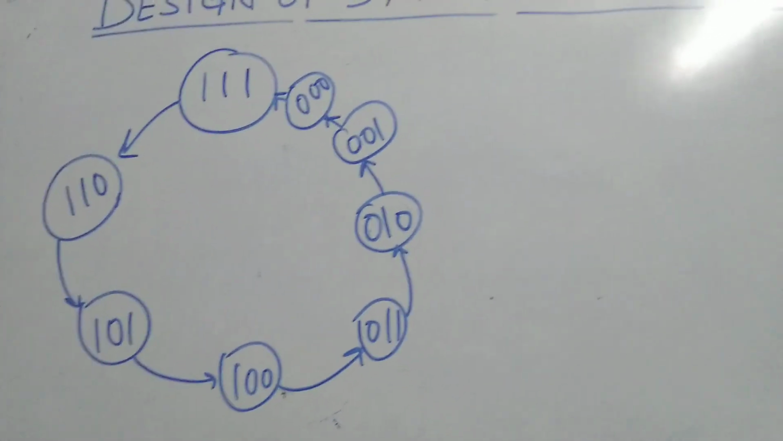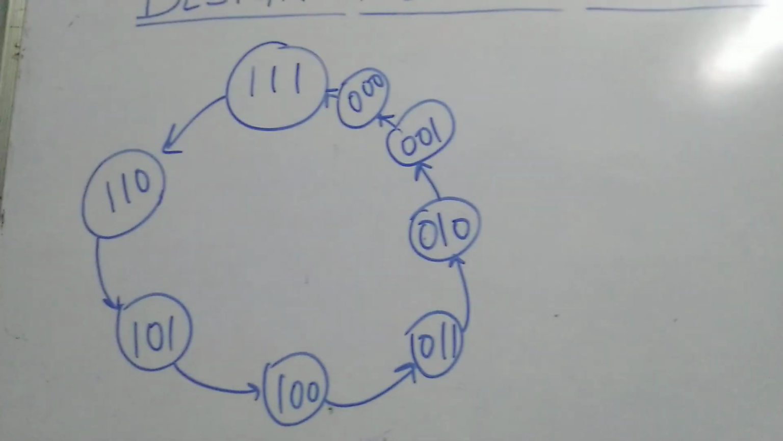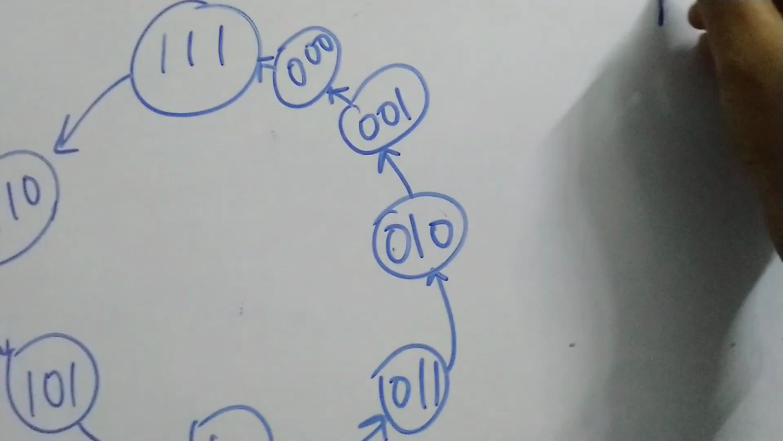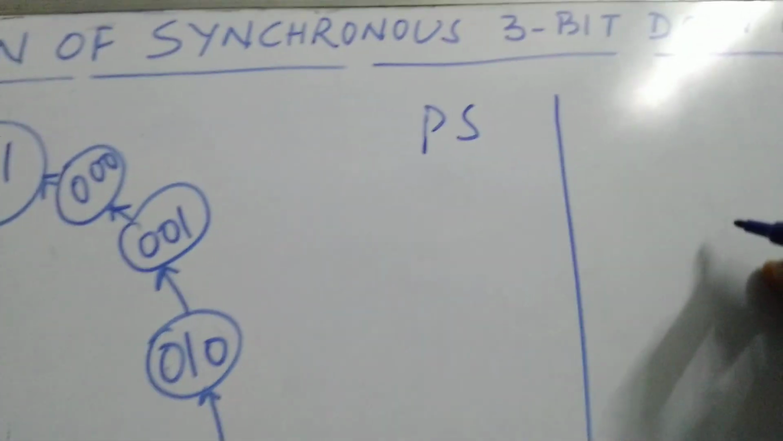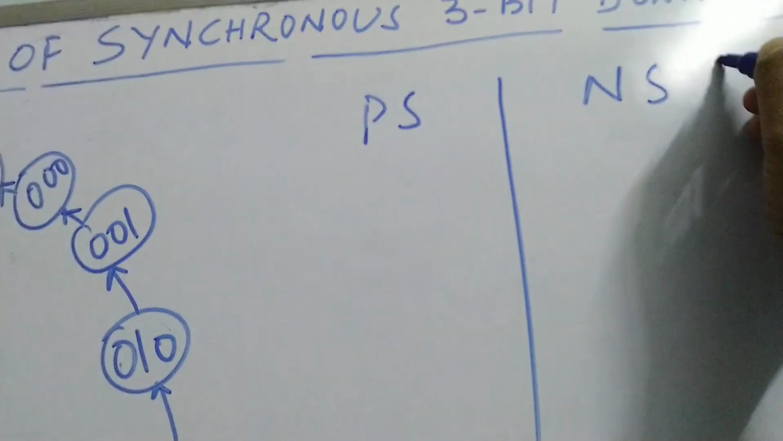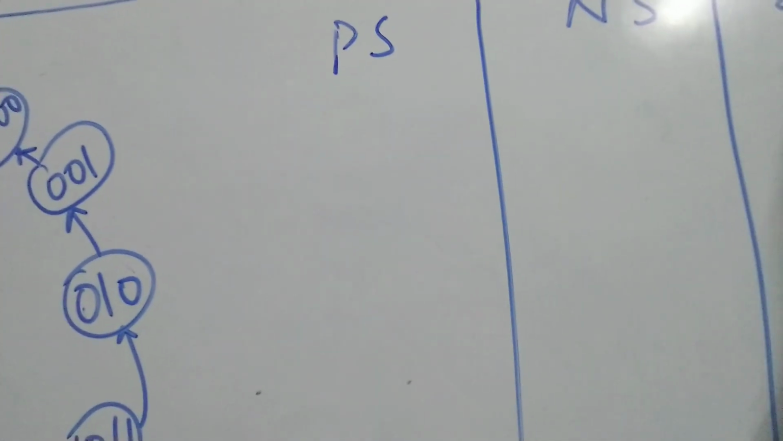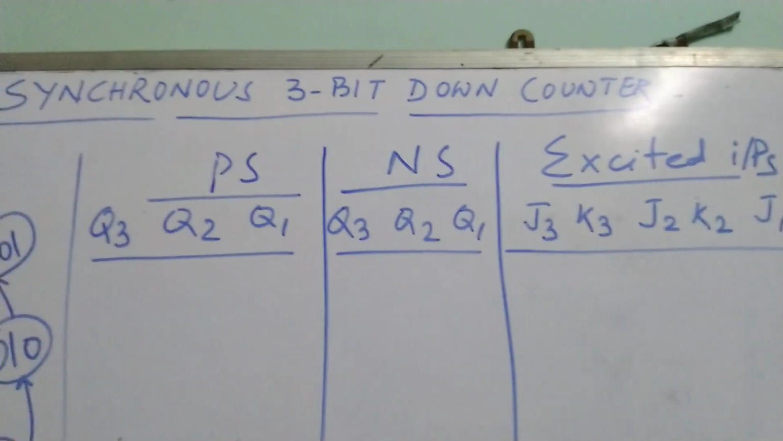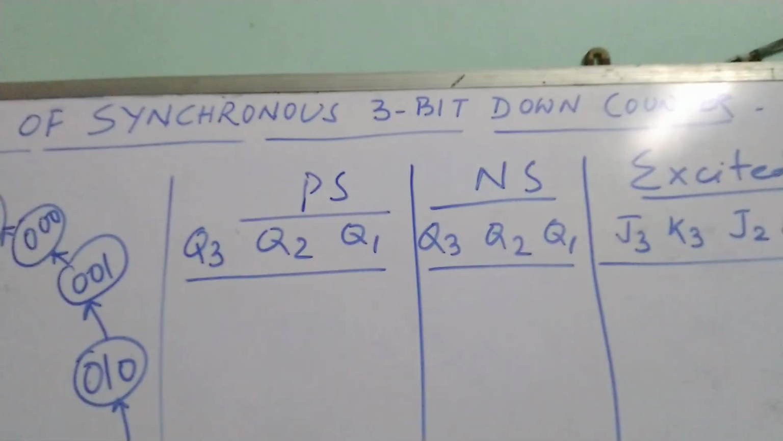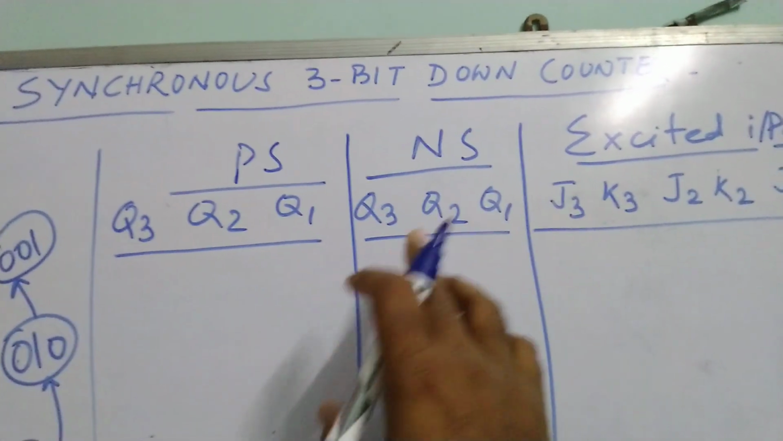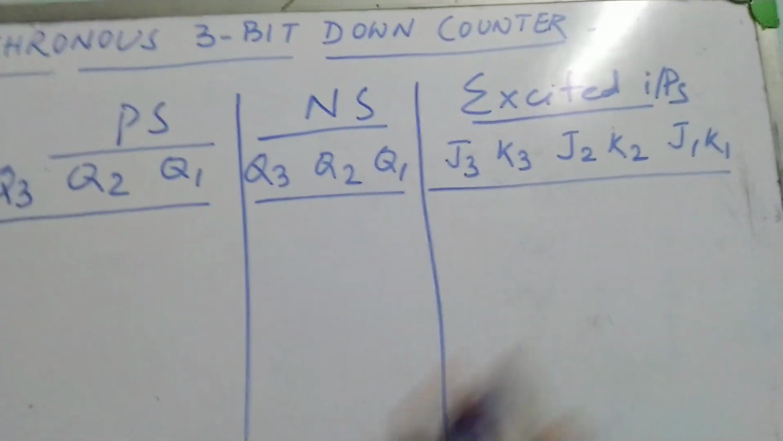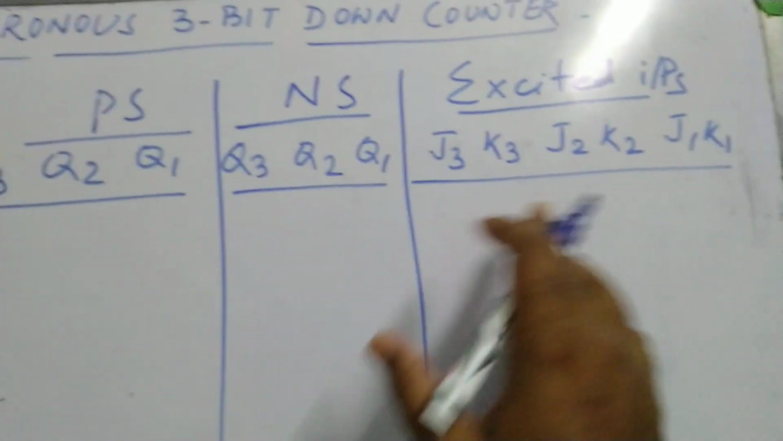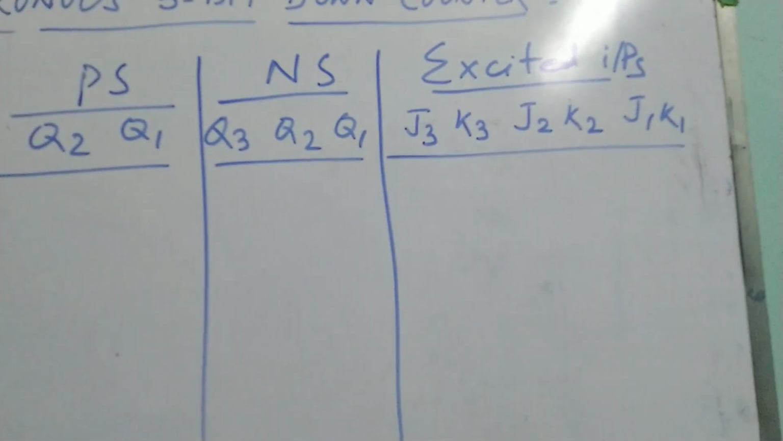Now we draw the excitation table, that means present state, next state and excited inputs. So the present state of 3 flip-flops, the outputs are Q3, Q2, Q1. Next state will be Q3, Q2, Q1, the outputs. And we are using a JK flip-flop for the design. So the JK inputs are J3, K3, J2, K2 and J1, K1.